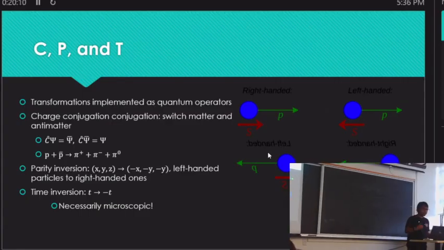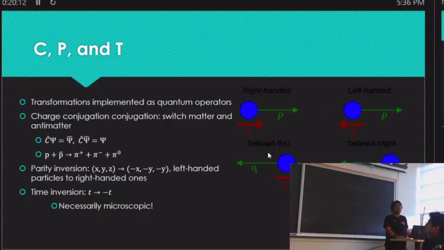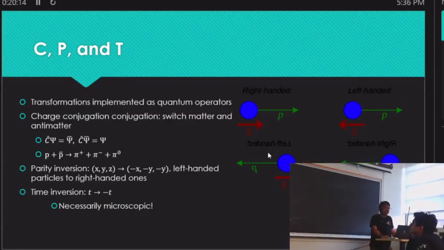And you also have a time inversion where you can run your system backward in time. And this is necessarily a microscopic phenomenon because you can look around you and see how time evolution is one way, the universe expands and so forth. So we can only talk about it at a fundamental particle physics level. But these are three transformations you can do. And if one leaves the Lagrangian, or basically leaves the physics unchanged, then it's a symmetry.